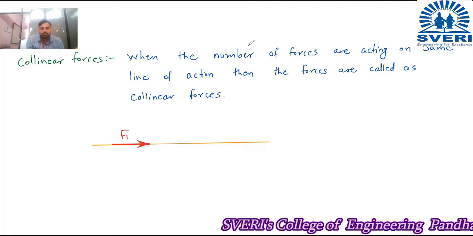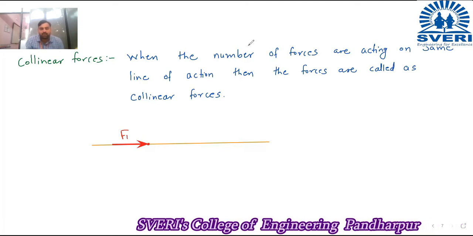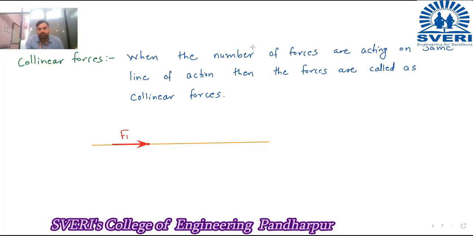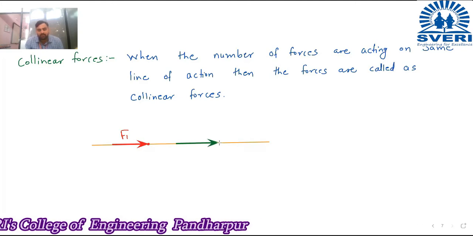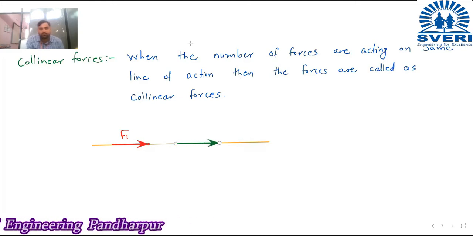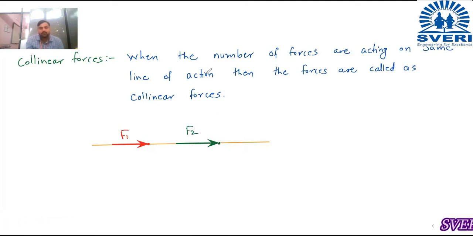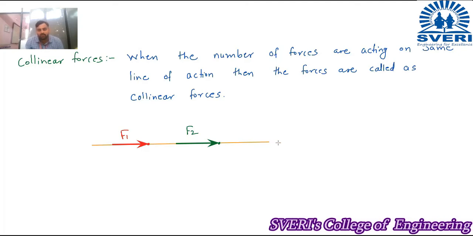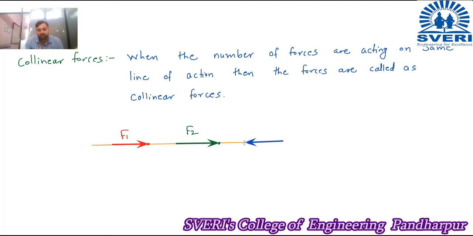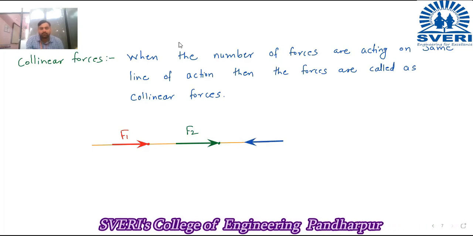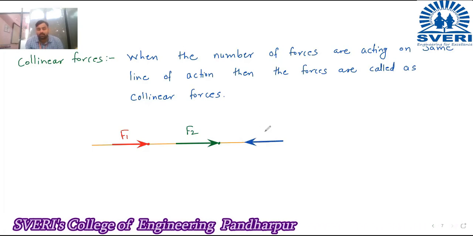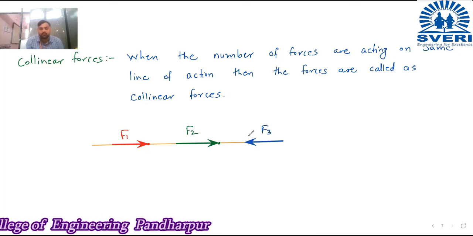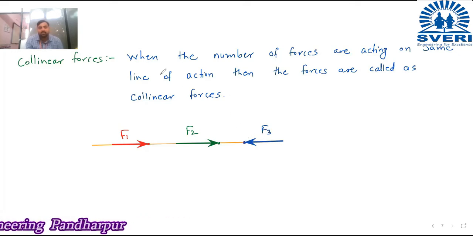Force F1. Then suppose now the second force is there, another force which is F2. This is also acting in this way on this same line. So this is your force F2 which is acting over here. Now if I consider the third force, this is F3 which is acting like this. So we are not mentioning the direction. It must be in the same direction, nothing like that. The only criteria is that the number of forces are acting on the same line of action.